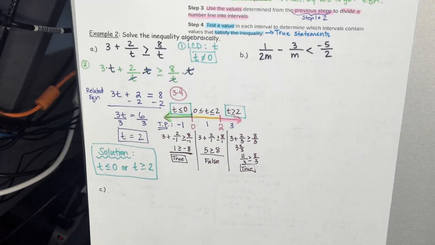All right, and then for part B, I want you guys to do the first 2 steps. So find your LCD and then multiply by your LCD.